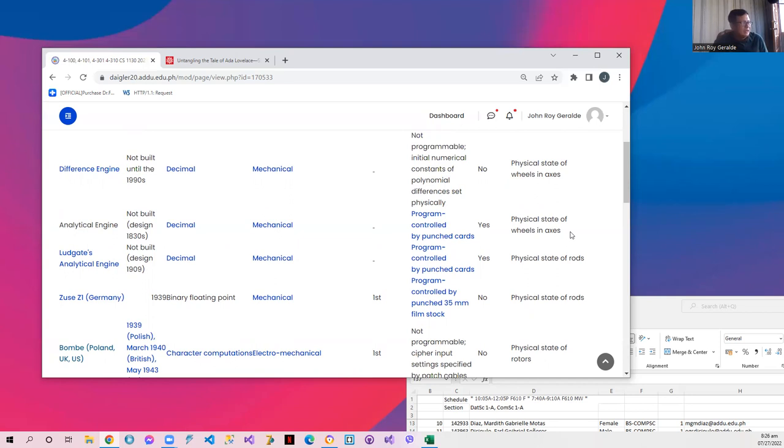Now, Ludgate in 1909 tried to assemble the analytical engine itself. Instead of using mechanical wheels, it uses the physical state of rods, magnetic rods. There's no complete documentation, but this was used. It's still mechanical, but uses magnetic rods for memory.